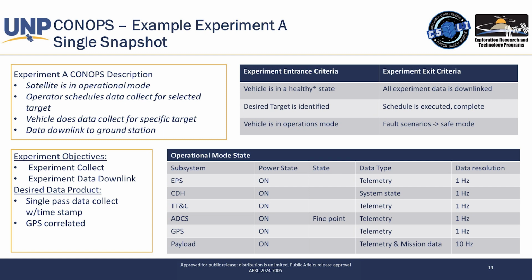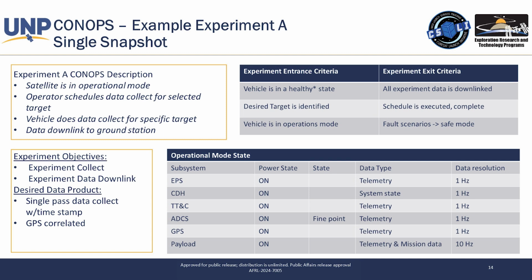And then to exit from it to say, yes, we accomplished our experiment, we are good. Make sure that all that data is downlinked. Make sure that the experiment actually went off, that the schedule executed and completed successfully. And that if you were in any fault scenarios, if anything goes wrong here, that your experiment would kick you into the proper mode. Most often safe mode, but sometimes things aren't that serious and it can just cancel itself.